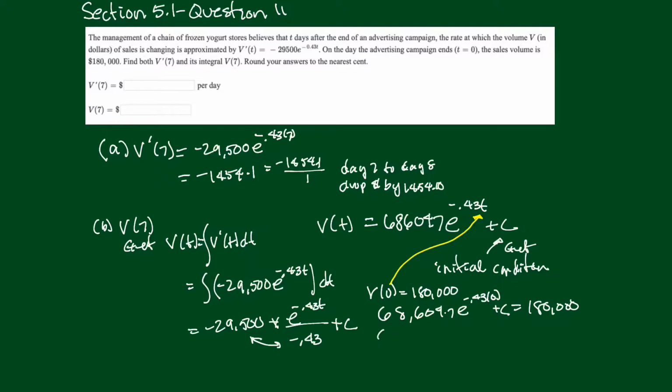So now we're looking at this: 68,604.7 plus c is equal to 180,000. Now let's just subtract to get c. My calculator shows that to be 111,395.3, and we're asked to round to the nearest cent. I think we've got it to the nearest cent. Well, almost. What we need to do is just put that c back up in here and compute.